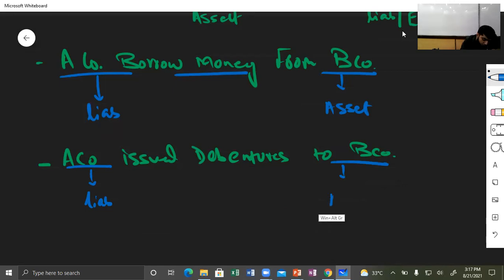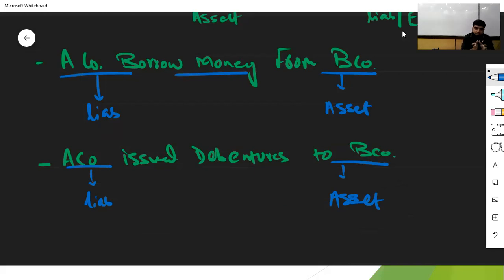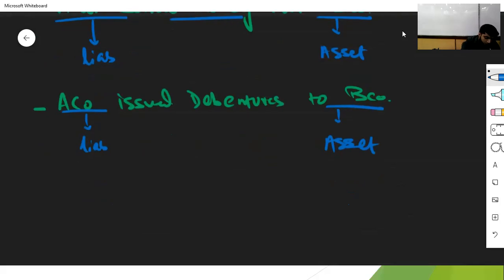Again, an asset for B company. It means, again, there is a contractual agreement. Issuance of debenture is a contractual agreement. It's an agreement. And which agreement? It's a financial instrument. So that instrument is created. That agreement is creating a liability for one company and an asset for another company.